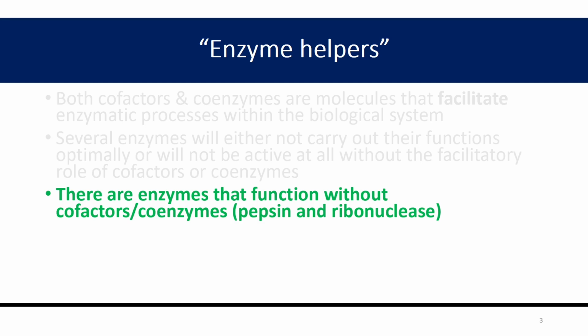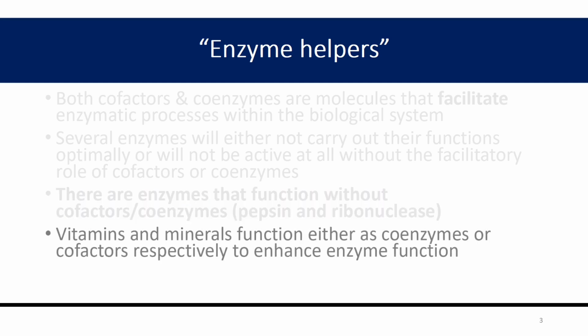It's important to understand and remember also that there are enzymes that function without the assistance of these enzyme helpers. An example of these are pepsin and ribonuclease. They do not need cofactors or coenzymes. Now back to our main subject of vitamins. Vitamins and minerals are substances that are required in small quantities within the biological system, and so they are important either as building blocks or they are part of metabolic enzymatic processes.